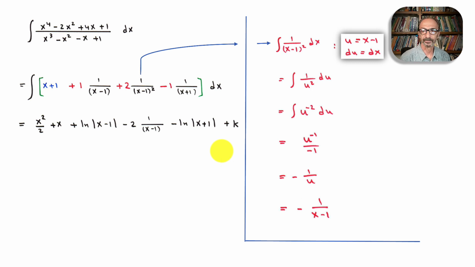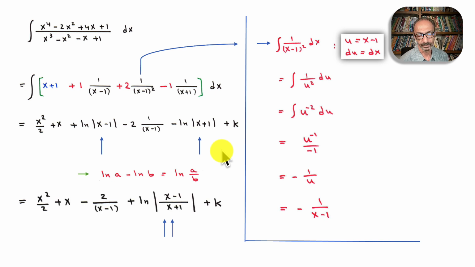Okay, next. We could combine ln x minus 1 minus ln x plus 1, which is some of the ln or log properties, and make it 1 ln with a fraction or a quotient. ln a minus ln b equals ln a over b. So we could put it as 1. You don't have to, but that's an option. Combining these two.